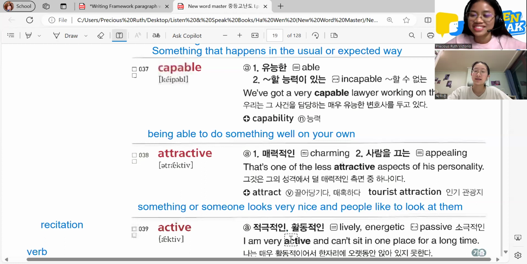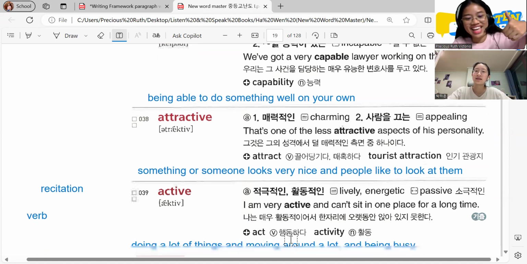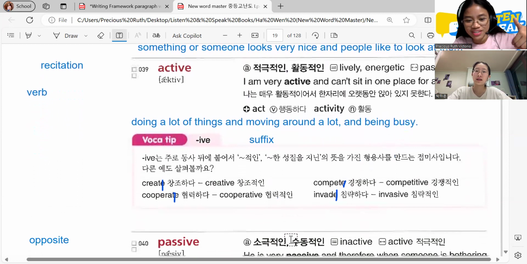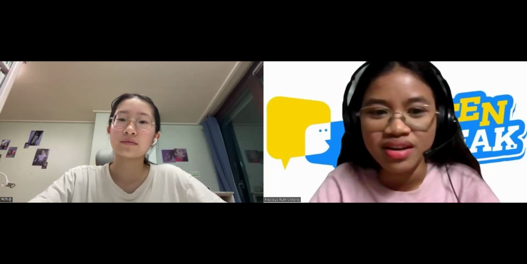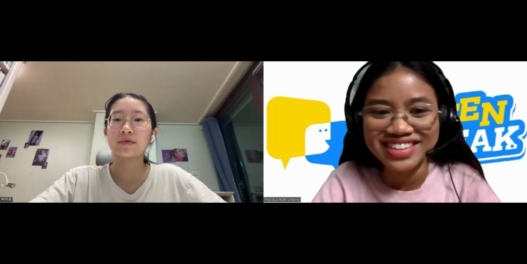Okay, active. Doing a lot and moving a lot. Yeah, moving a lot. Very good. And last one, we have passive. Not doing a lot. Yeah, that's all. Very good. Okay, even if I'm fast, you get to understand everything.